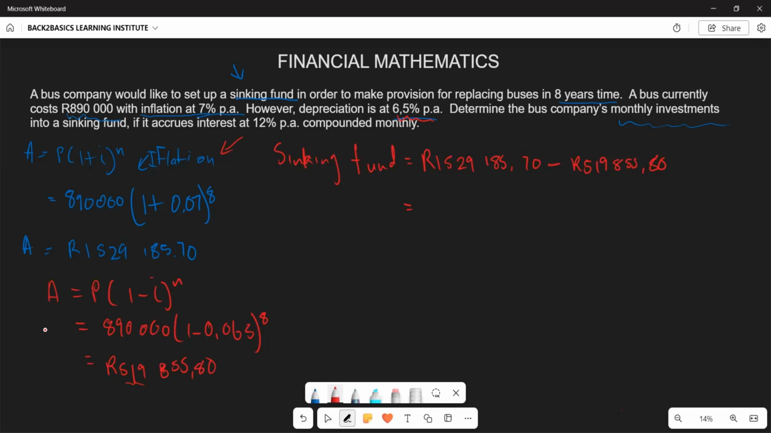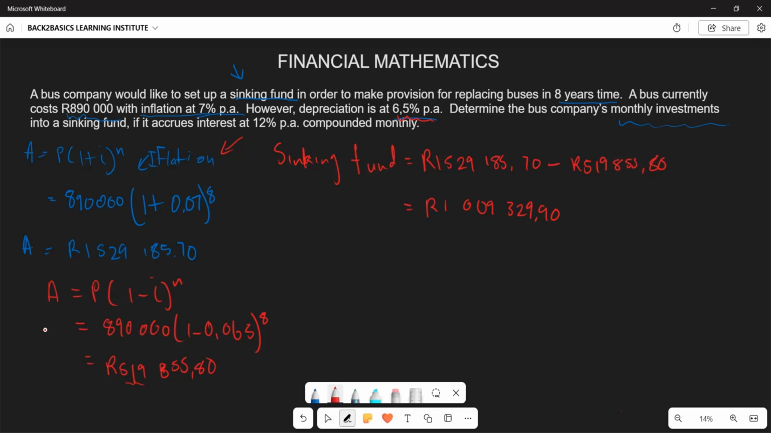Now, which means what the bus company will have as the sinking fund, or the money that they need to invest for, is going to be basically 1,009,329.90, right? So this is going to be the amount of money that they need now to invest in their sinking fund. Now, this is the amount of the sinking fund.